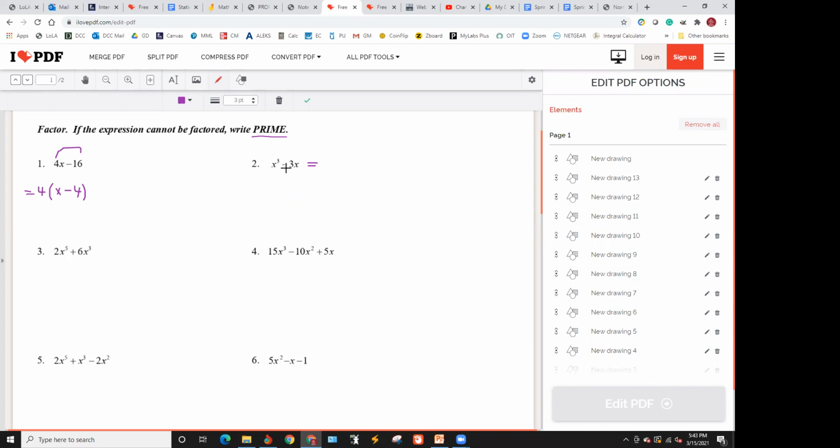So the only thing that's common are x's, and we use the smallest power of x. That's x to the first power. Yes, so x squared. Good, x squared. And then here we got to have that sign, and that would just be negative 3. Correct? Yes. All right. Good. Any questions about that?